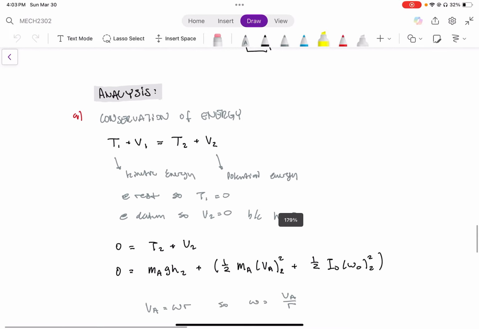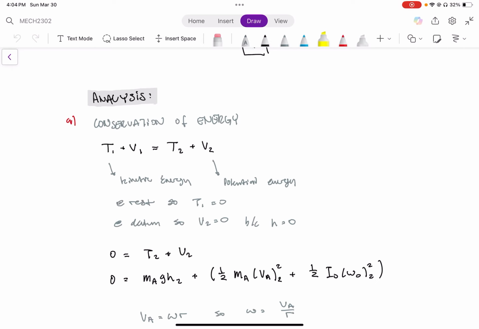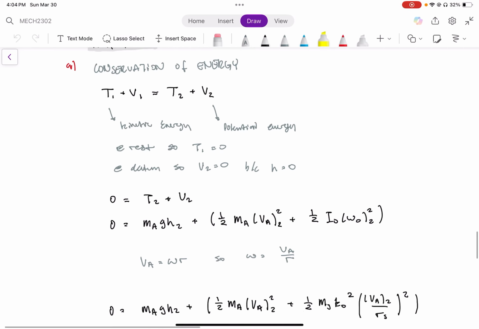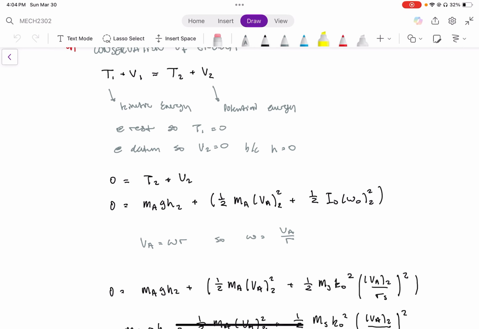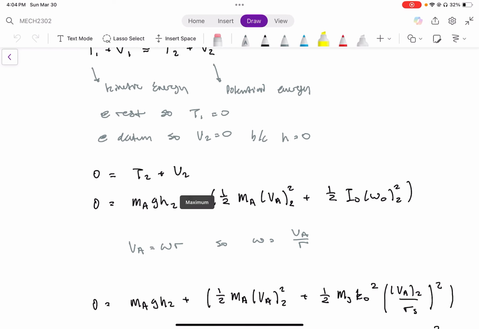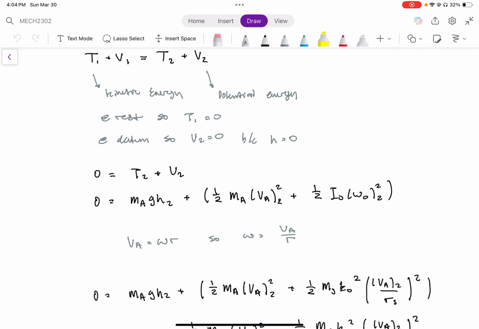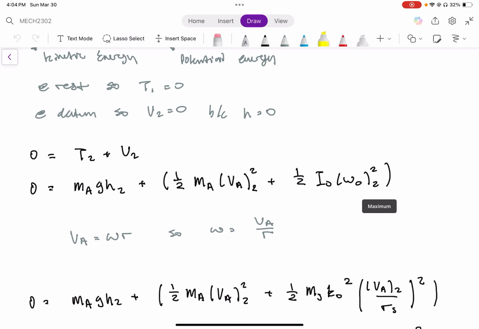This is the analysis, where at first we have to start with the conservation of energy, where T represents the kinetic energy and V represents the potential energy. So because the system starts at rest, T1 would be equal to 0. And because it also starts at the datum, V1 is also 0 because the height is 0. So 0 equals T2 plus V2, and then we substitute all the known values, T2 as an equation, and V2 as that whole equation.